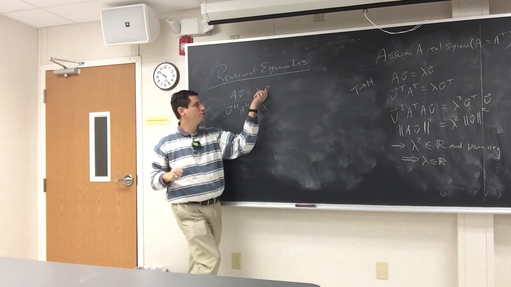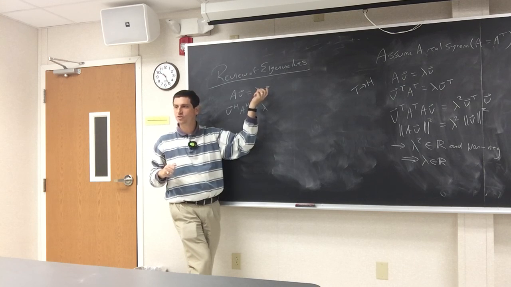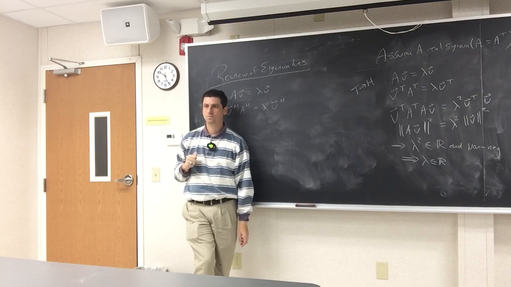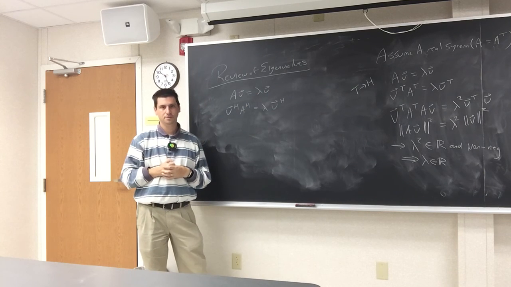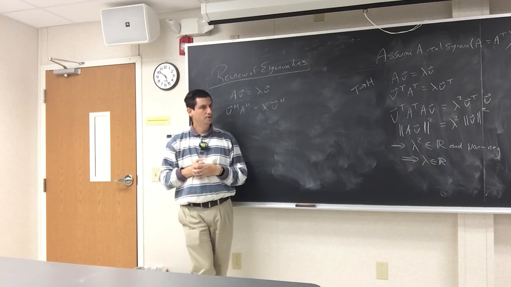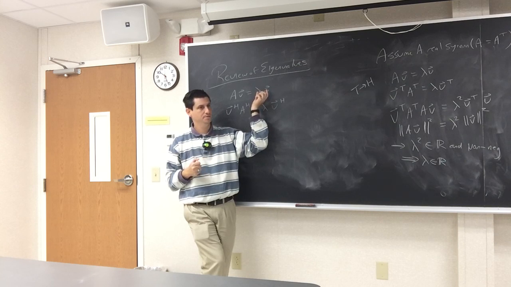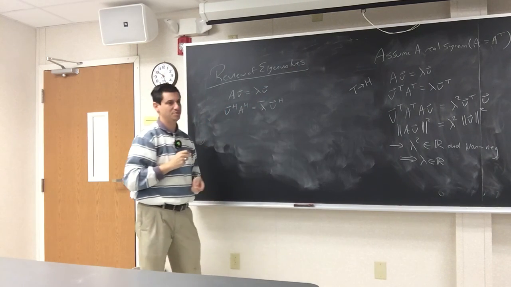If I take the complex conjugate transpose of lambda v, what do I get? Lambda v Hermitian. Lambda, not quite. Not quite lambda v Hermitian. Almost, but not quite. So I'm taking the complex conjugate transpose of this. What do I get? I'm taking the complex conjugate transpose of lambda times v. Yes, it's the complex conjugate of lambda times v Hermitian.